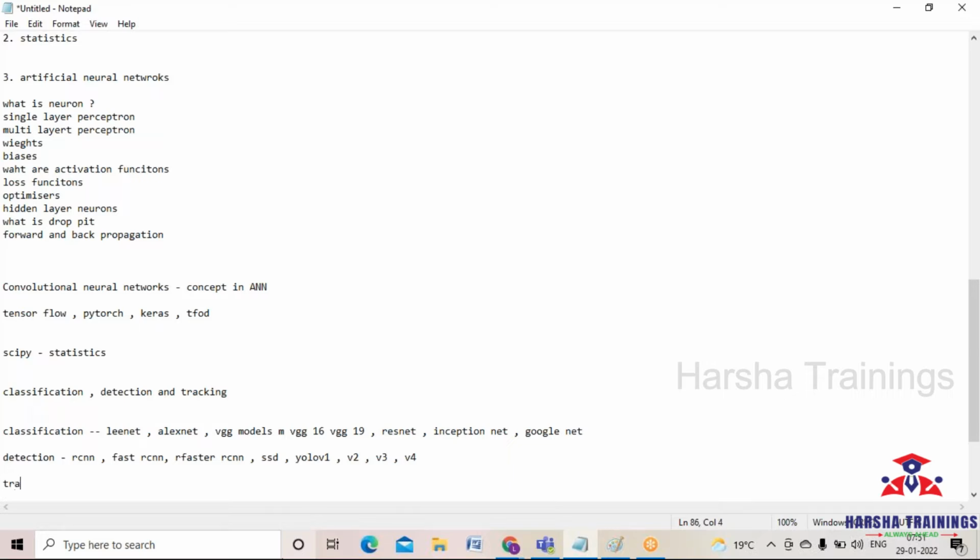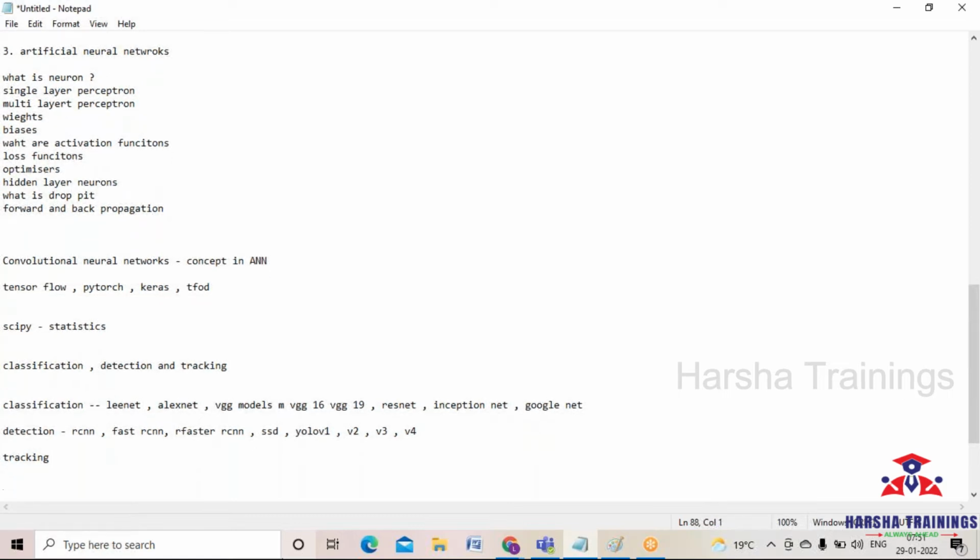Next one is tracking. Some of the algorithms will be mixed in this, so we'll discuss them whenever we discuss tracking in detail. If you choose a course in convolutional neural networks, you will get the job role as a computer vision engineer.